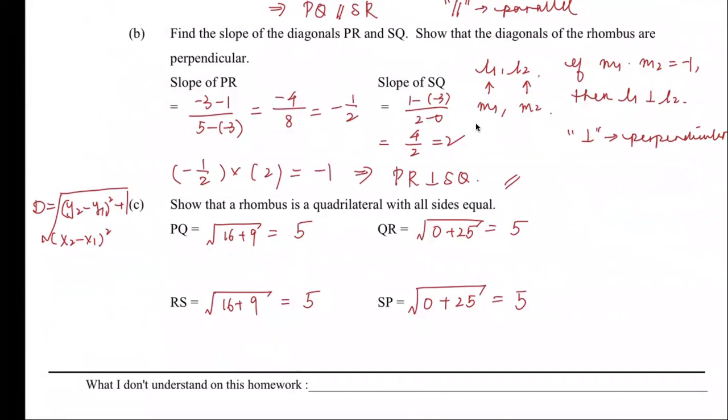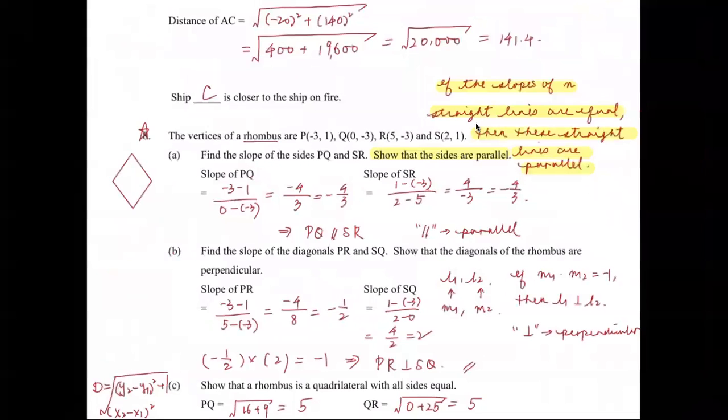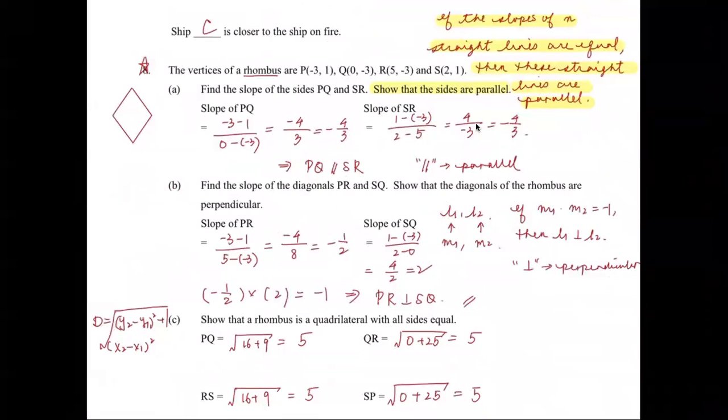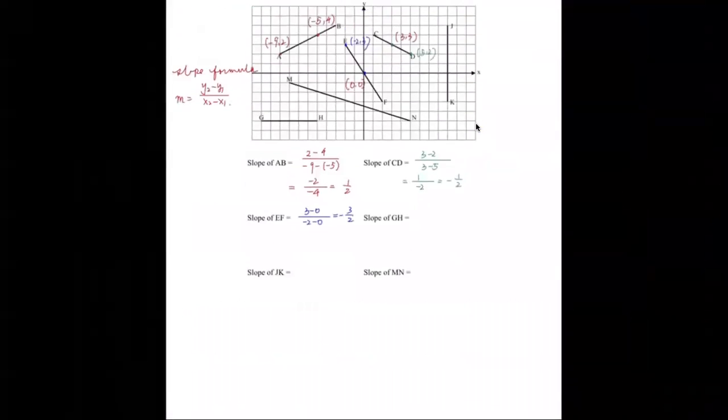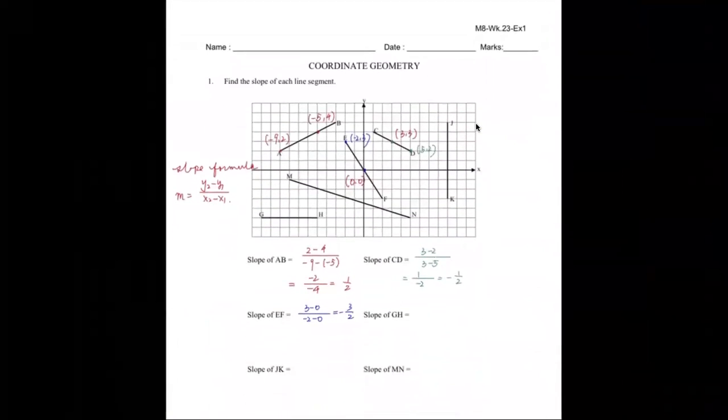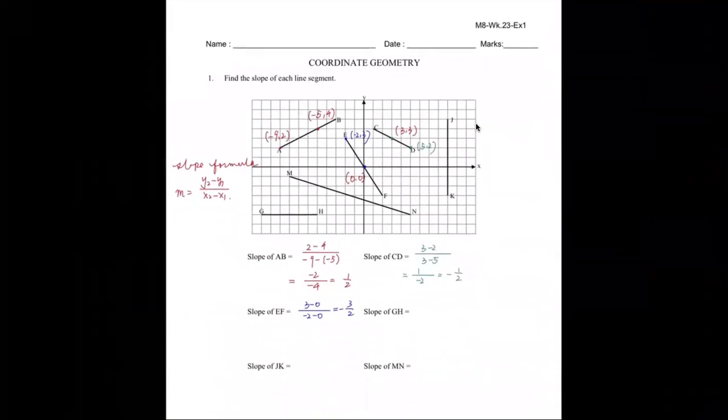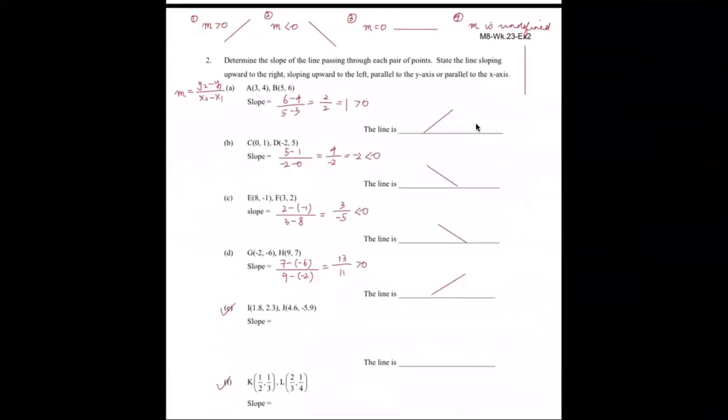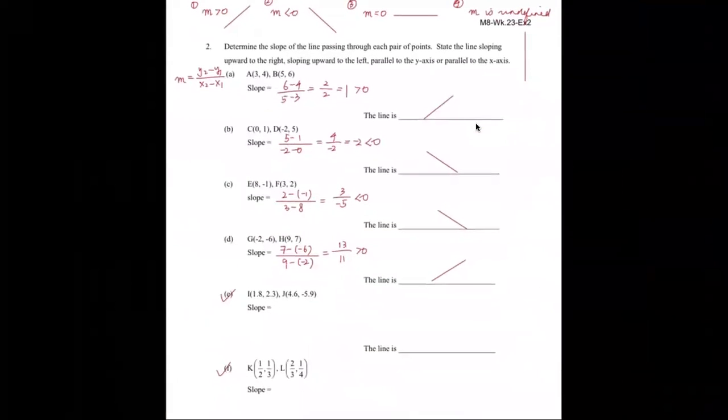So we proved that these 4 sides of the rhombus are equal. Okay, they're all equal to 5. Okay, so that's the last question for week 23 homework. Okay, so like I said, week 23 homework is not technically difficult, right? Because as we can see, basically all the questions are pretty much based off the 2 formulas that we learned, right?